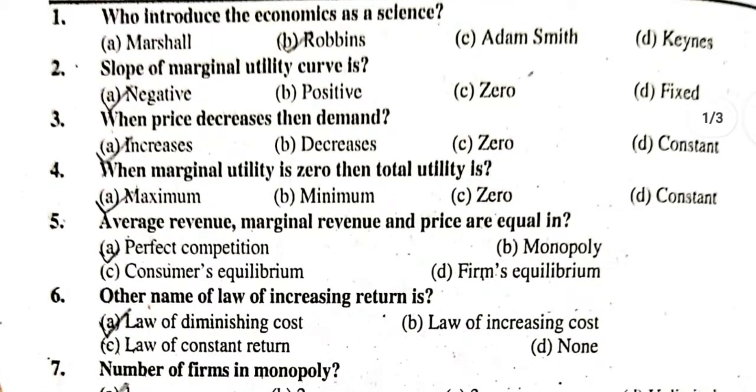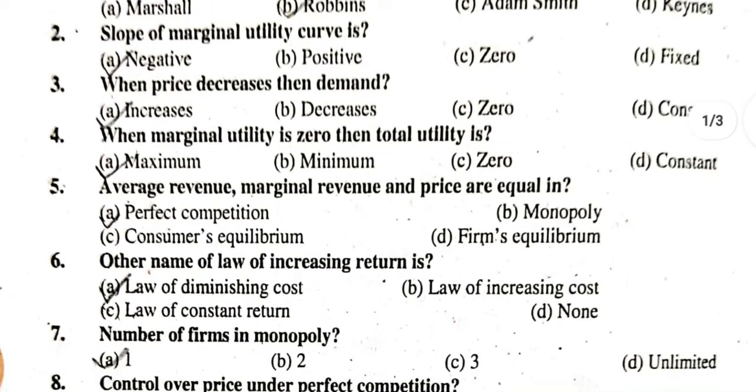7. Number of firms in monopoly is: A. 1, B. 2, C. 3, D. Unlimited. Correct answer is 1. Number of firms in monopoly is 1.